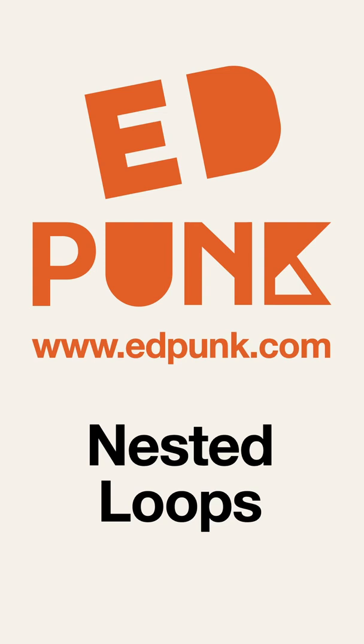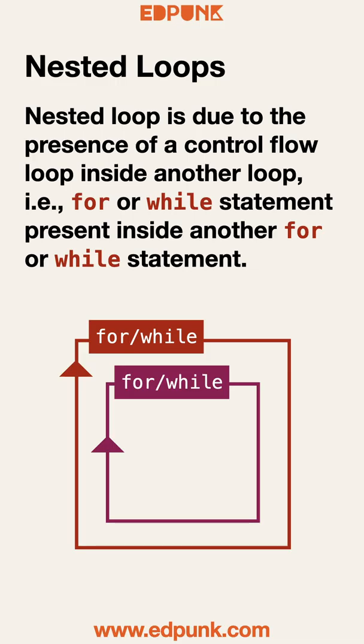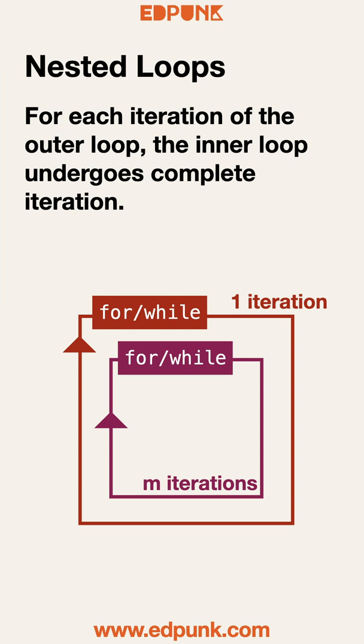Hi friends, in this video we will learn more about nested loops. When a for or a while statement is present inside another for or while statement, it is known as a nested loop, due to the presence of a control flow loop inside another loop. In a nested loop, for each iteration of the outer loop, the inner loop undergoes complete iteration.